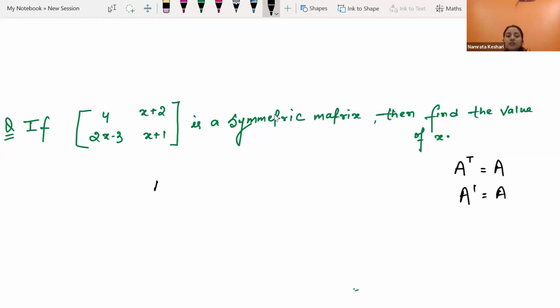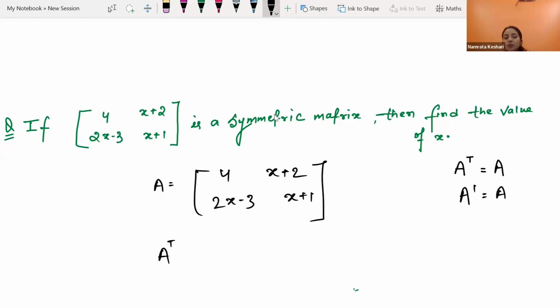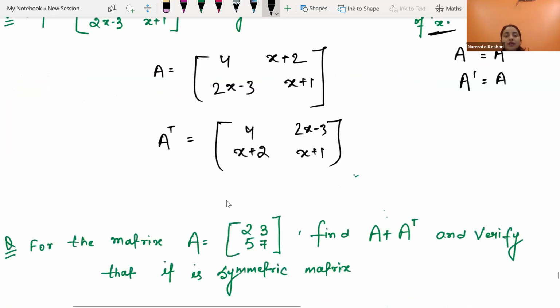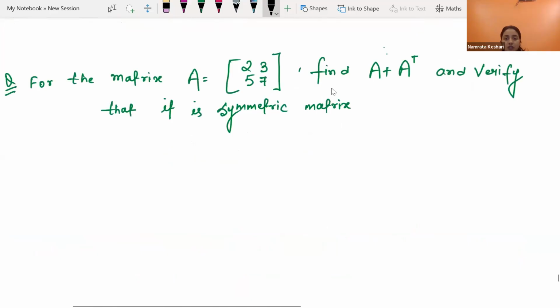Yes. The given matrix A is 4x plus 2, twice x minus 3, and x plus 1. If we find the transpose of this matrix, which we write as A transpose, or A dash also we write, the matrix will be 4x plus 2, twice x minus 3 and x plus 1, right, Kiran? Yeah. Then we can do the comparison. After equating both sides, you will be able to create equations and then find the value of x from there. Okay, so I'm leaving this question.